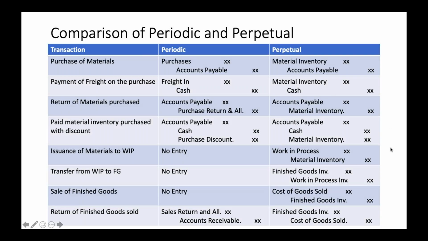Okay, for comparison, some journal entries for purchase of materials, comparing periodic and perpetual. For perpetual, it uses the material inventory account directly. Unlike in periodic, it uses the purchase account.